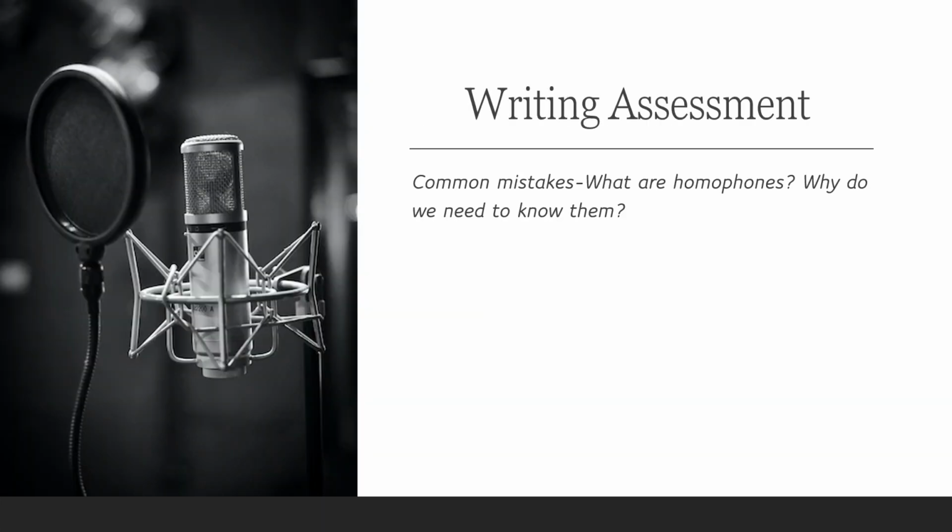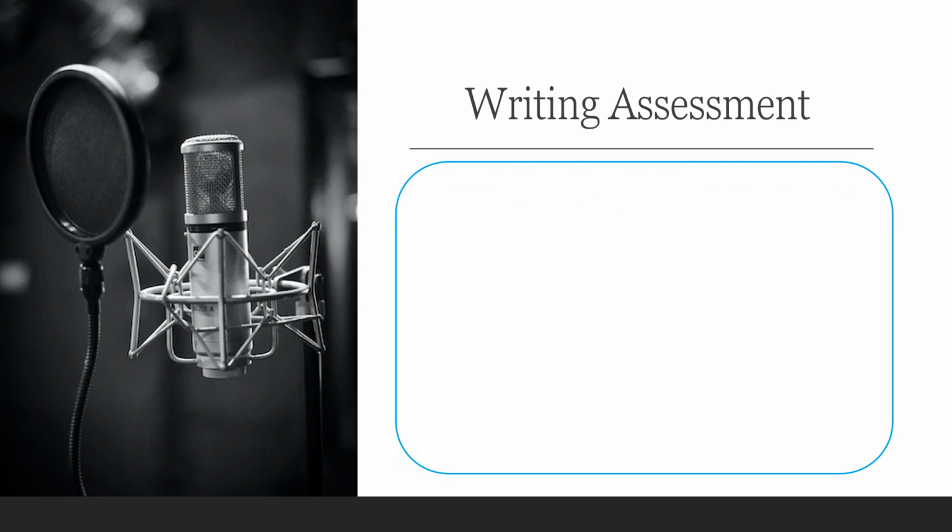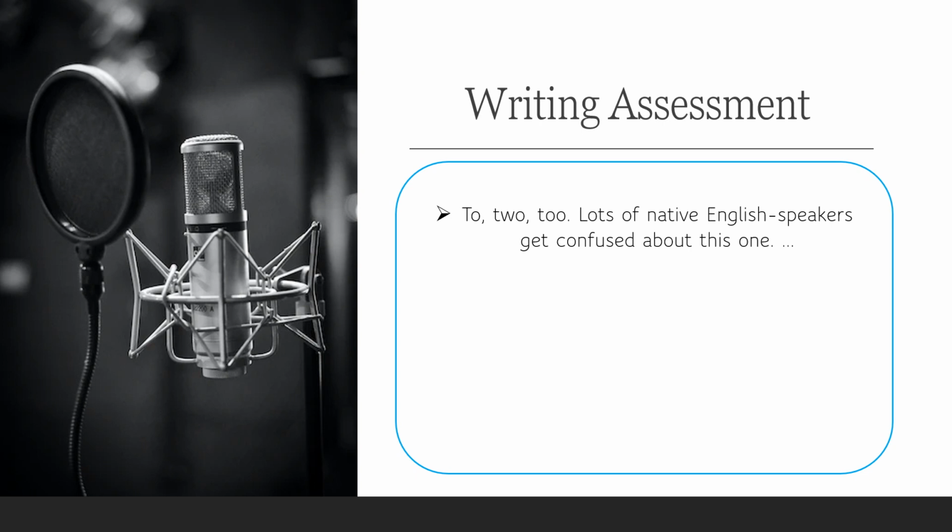Common mistakes. So what are homophones and why do we need to know them? So here are some common ones that you may have heard, and these are the typical things that we notice in functional skills writing assessments, and they're easy ones to get mixed up, so it's really important that we go over them. So the first homophone, one of the most common ones to look at, is to, too, and two.